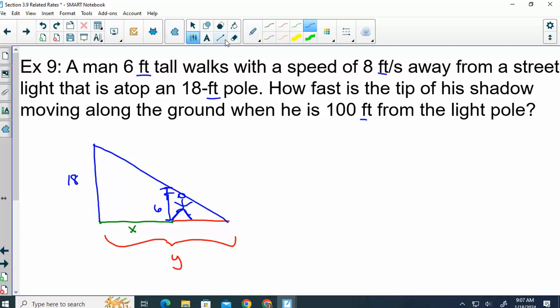So we have one triangle where the height is 18 and the bottom is y. The second triangle, the height is 6. The bottom is this piece. What would I call that? The whole thing is y, and from here to here is x.